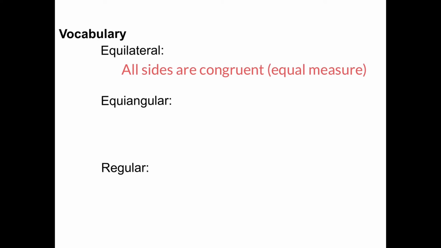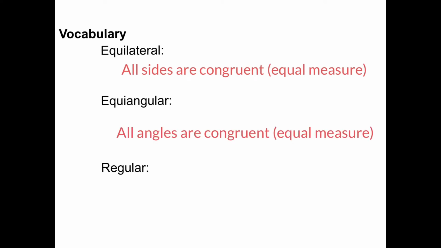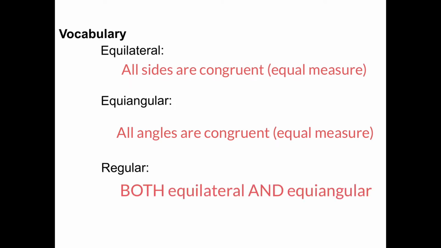An equilateral means that all sides are congruent, which means that they have equal measure. Equiangular is when all angles are congruent, that means equal measure. A shape is considered regular when it is both equilateral and equiangular.